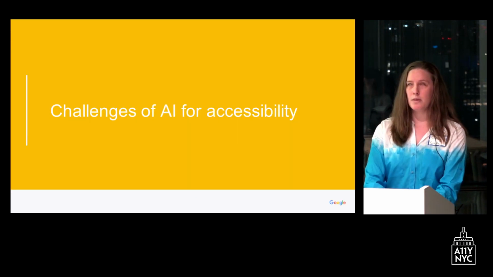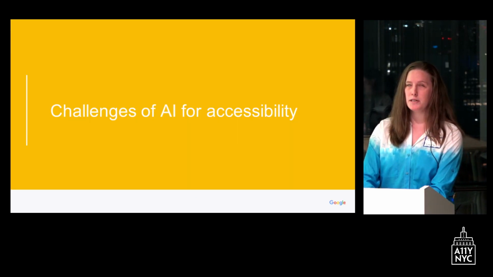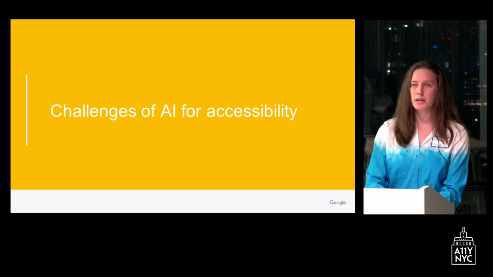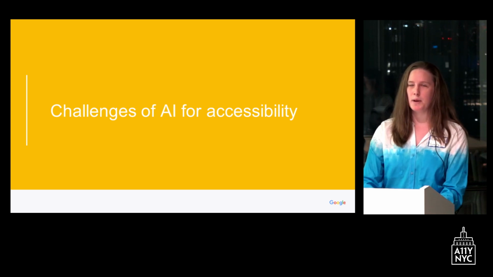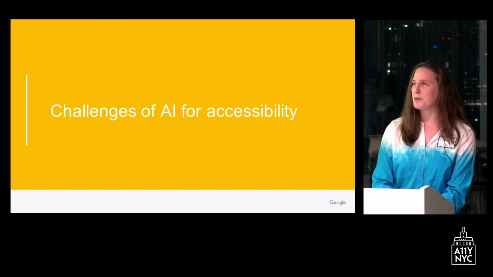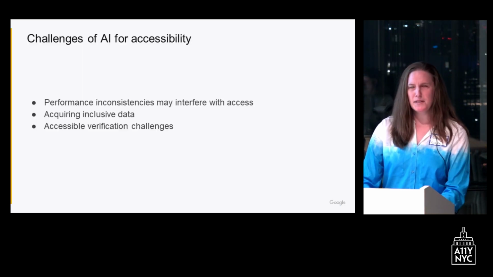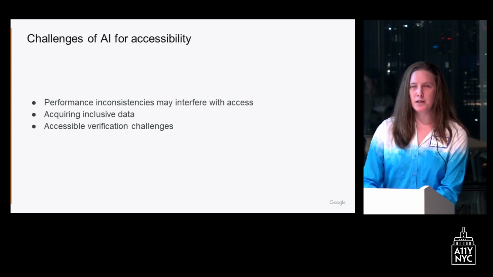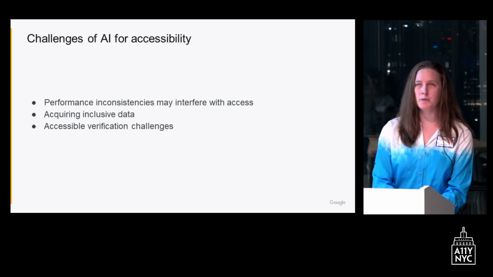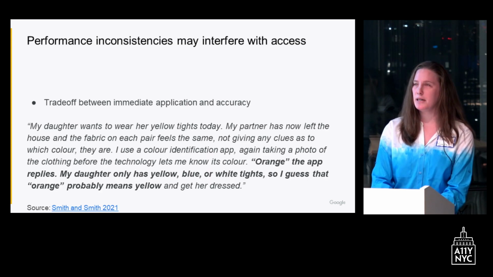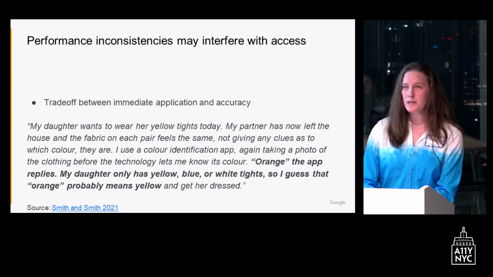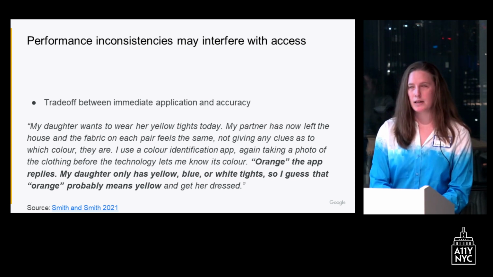Next I'll talk about challenges accessibility researchers have encountered when attempting to prevent or mitigate these biases. On the next slide, they are performance inconsistencies that may interfere with access, acquiring inclusive data, and accessible verification challenges. Next slide. Performance inconsistencies may interfere with access.